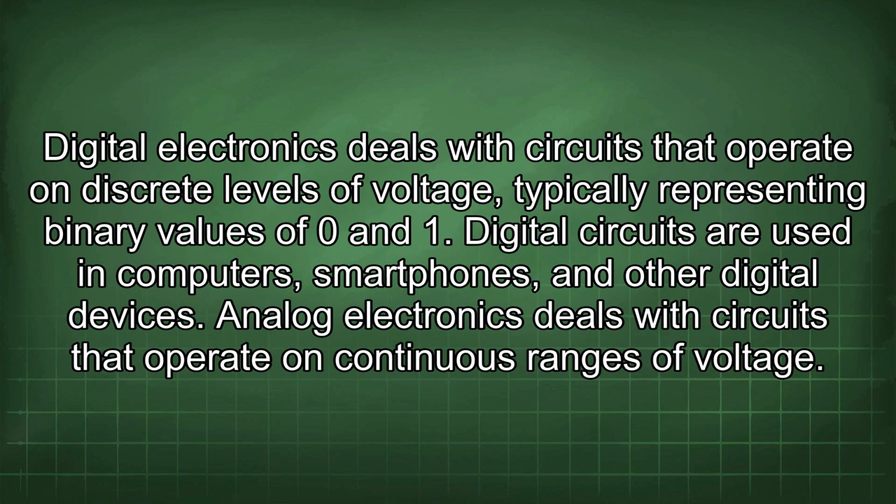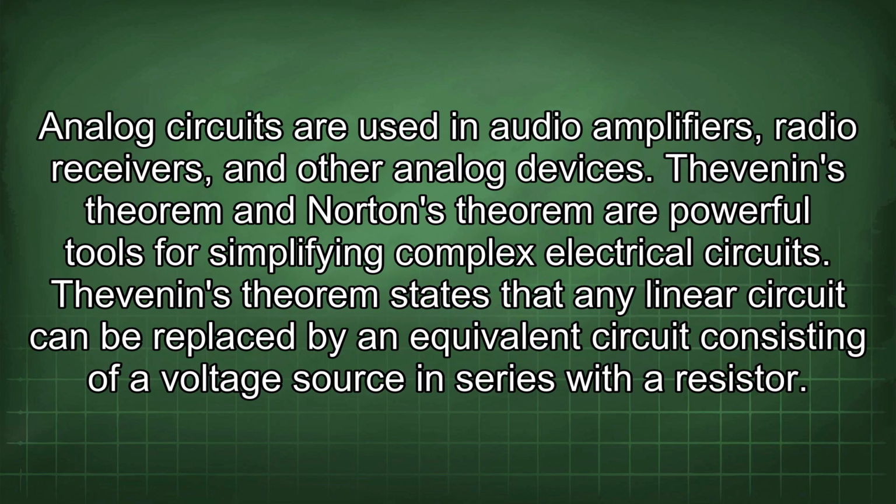Digital electronics deals with circuits that operate on discrete levels of voltage, typically representing binary values of 0 and 1. Digital circuits are used in computers, smartphones, and other digital devices. Analog electronics deals with circuits that operate on continuous ranges of voltage. Analog circuits are used in audio amplifiers, radio receivers, and other analog devices.